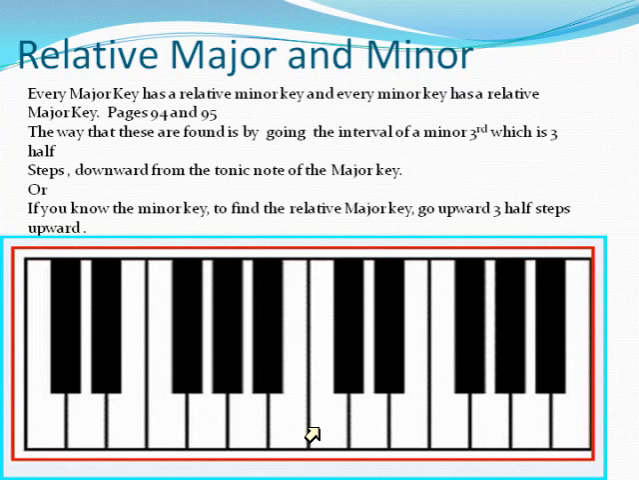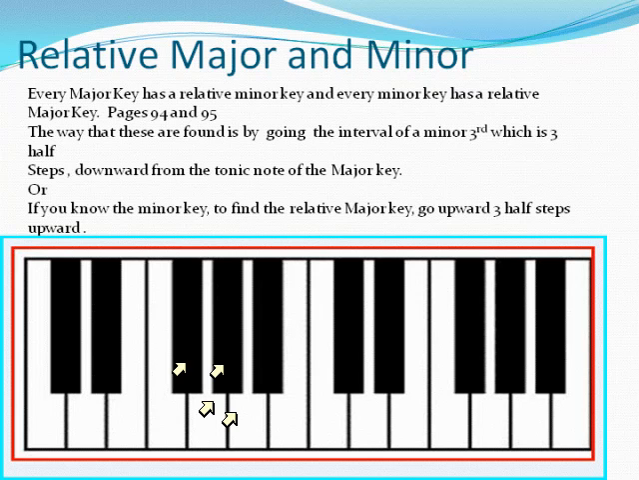Here's starting with C minor. 1 half step, 2 half steps, 3 half steps. That is E flat major. The relative major for C minor is E flat major. One more. Let's do this one. Let's say this is F sharp minor. 1, 2, 3. The relative major for F sharp minor is A major.